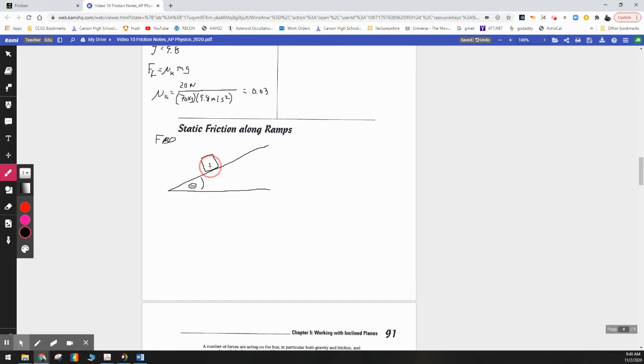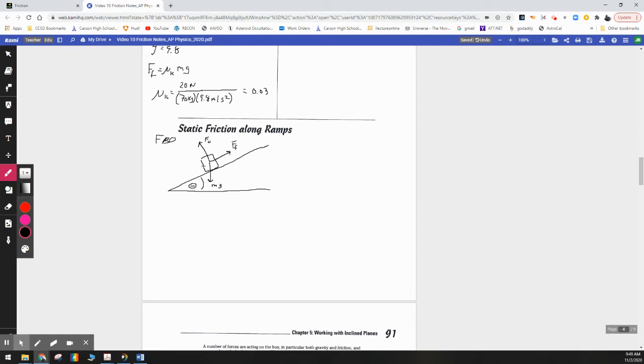So we do have mg acting like so. We have mg. Okay, we have the normal force acting in this direction. That's the normal force here. And then we also have the force of friction, which is acting in this direction here. The force of friction, well, if it was moving in this direction. So if it's not moving, these are the only three forces that are acting: force of friction, normal force, and mg.